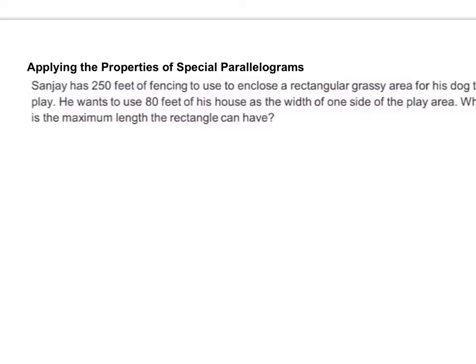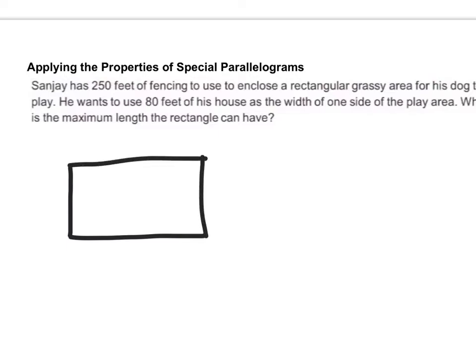All right, so what we have here is this. Let's just draw a picture, okay? And so let's draw a generic rectangle, and let's label that these sides are congruent and these sides are congruent. And it says that he has 250 feet of fencing to use, okay? So we know that the perimeter is equal to 250 feet, okay? And we want to use 80 feet of this house as the width, all right? So I'm going to come over here and label this the width and the length.